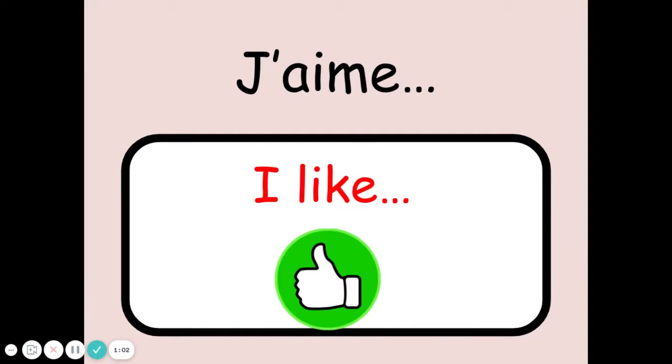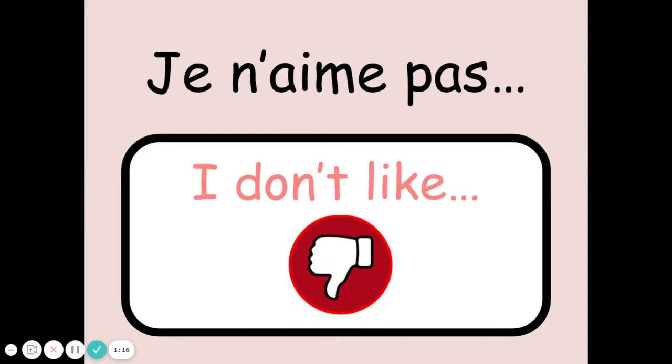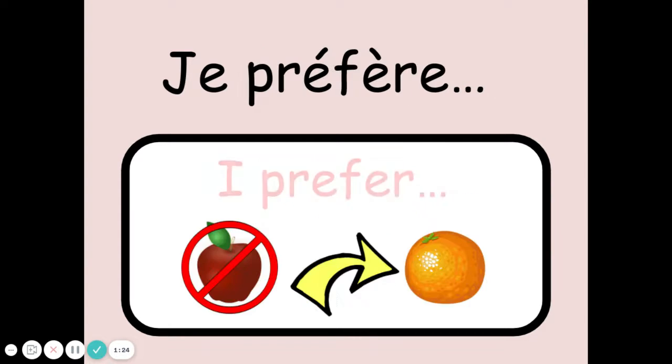J'aime, I like. You could put activities, foods, classes, anything after that. J'aime danser, I like to dance. J'aime les pommes, I like apples. Je n'aime pas, I don't like. Put the ne and pas around your verb and you make it negative. So, je n'aime pas, I don't like.